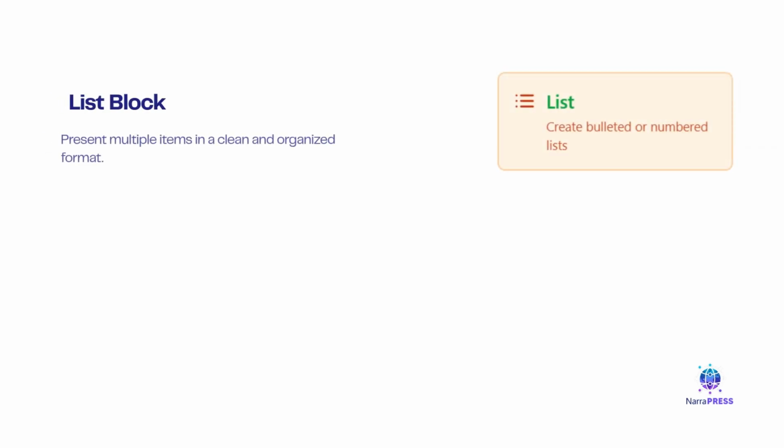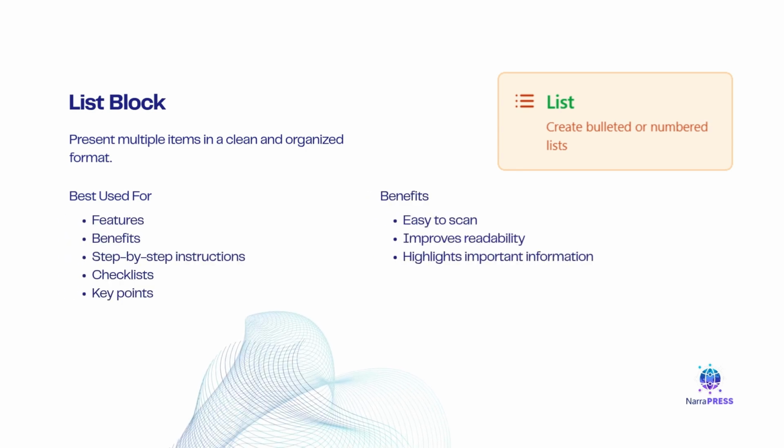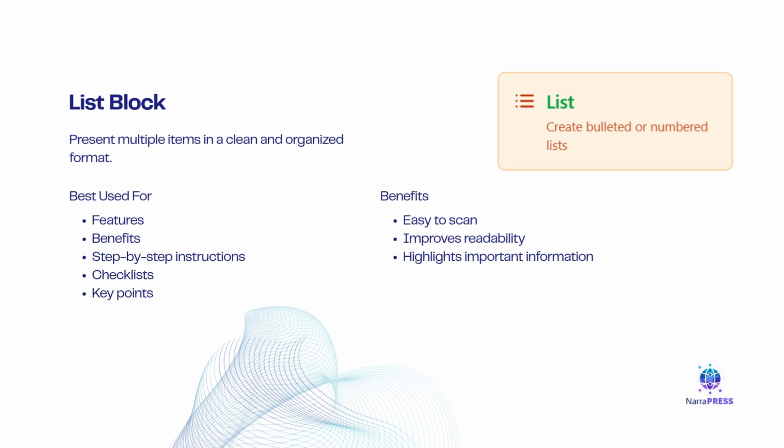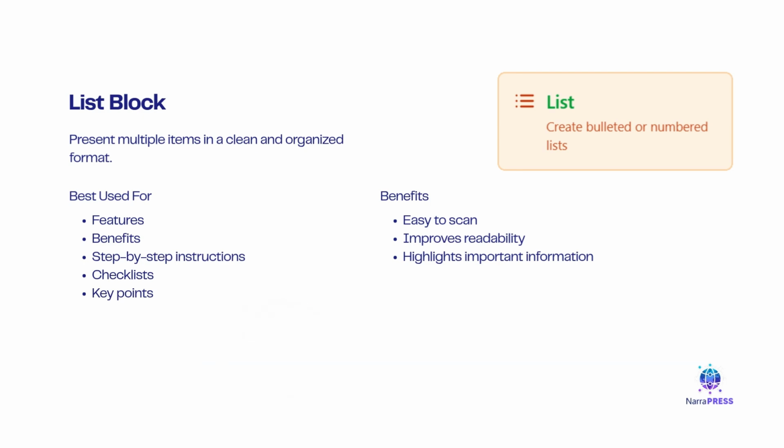List block. The list block is perfect whenever you're presenting multiple related items. Lists are ideal for features, benefits, instructions, step-by-step guides, checklists, or important reminders. Rather than writing everything inside one paragraph, using a list makes the information much easier to scan. Readers can quickly understand the key points without reading every sentence. Whenever information naturally belongs in a sequence or collection, consider using a list block instead of a paragraph.